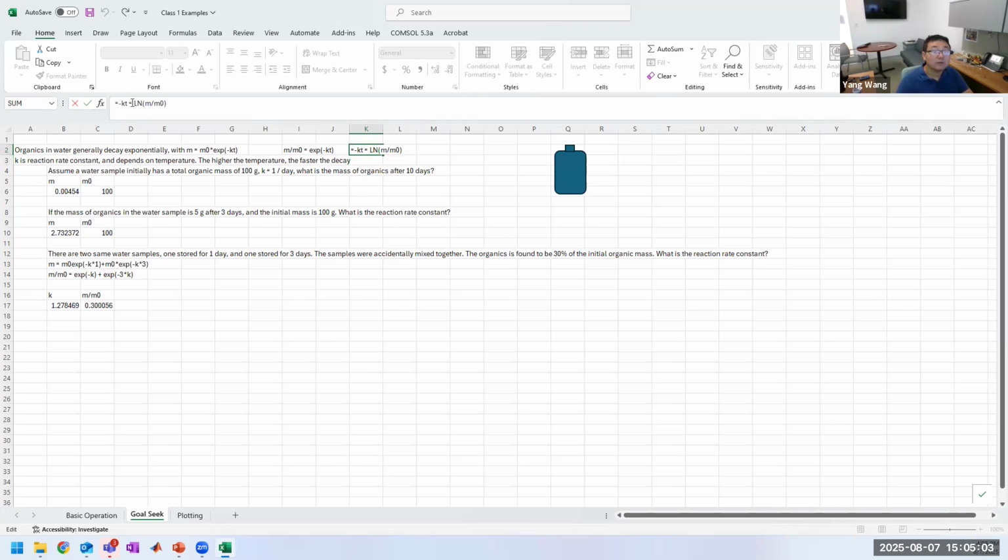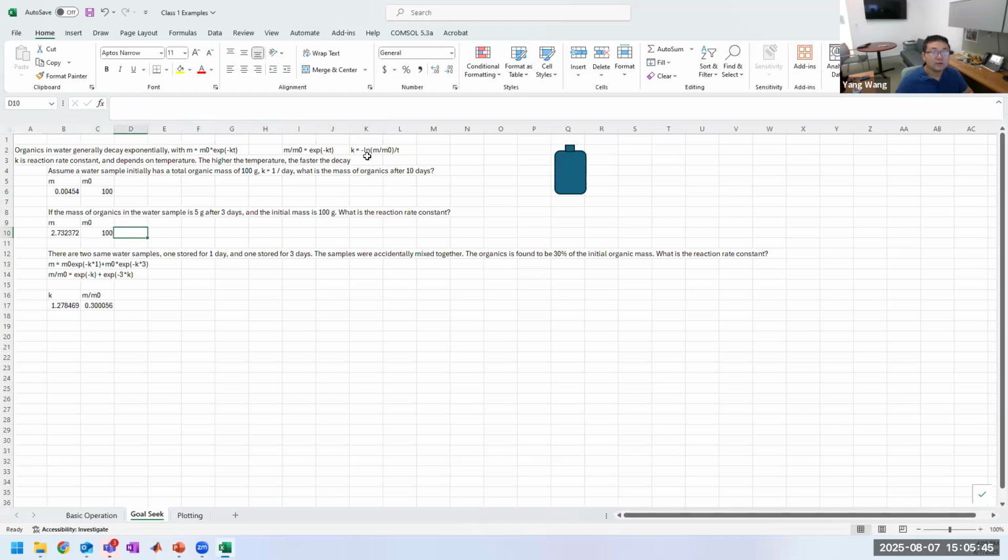We have to remove the equal sign here, because the equal sign is going to recognize it as a function. Basically, you can take the natural log and then you can have K. You can derive it on paper, right? It's going to be negative natural log of M divided by M0, divided by T.